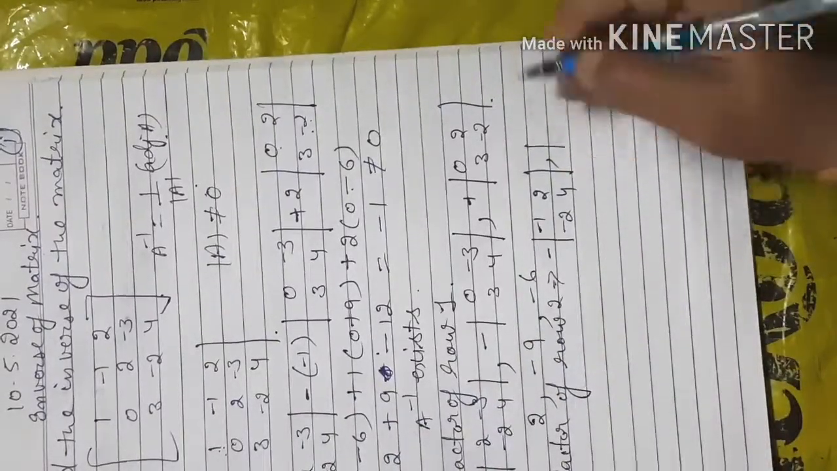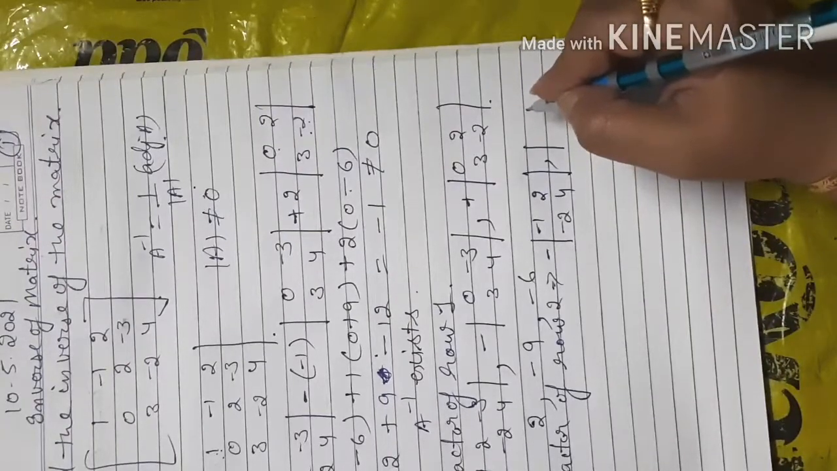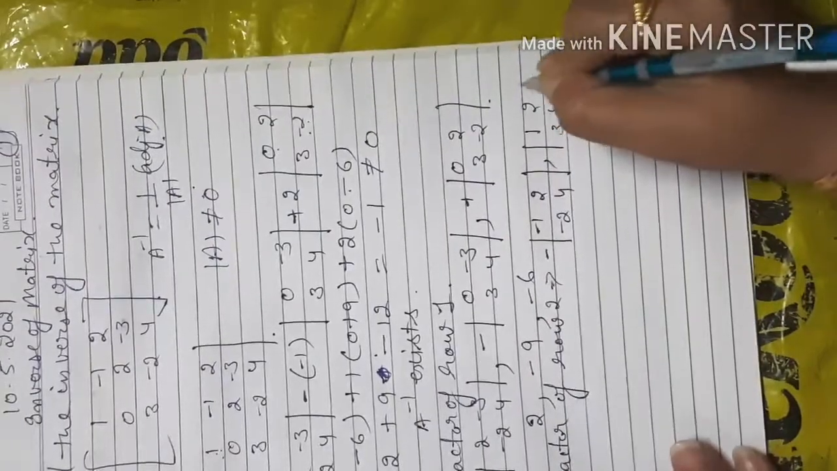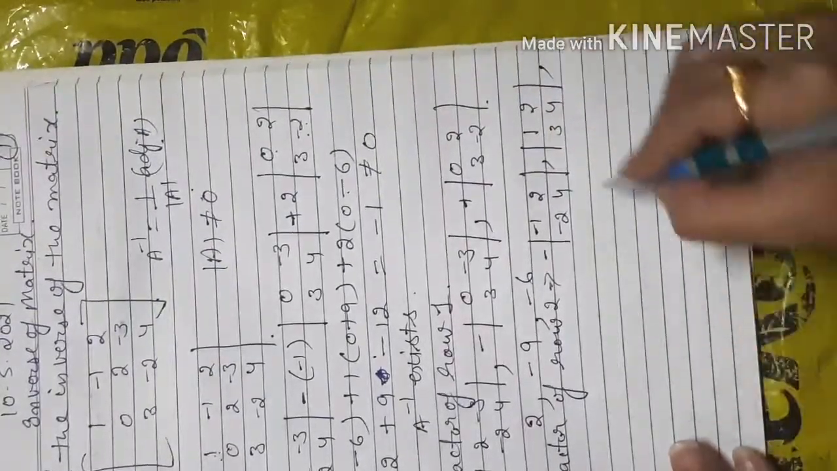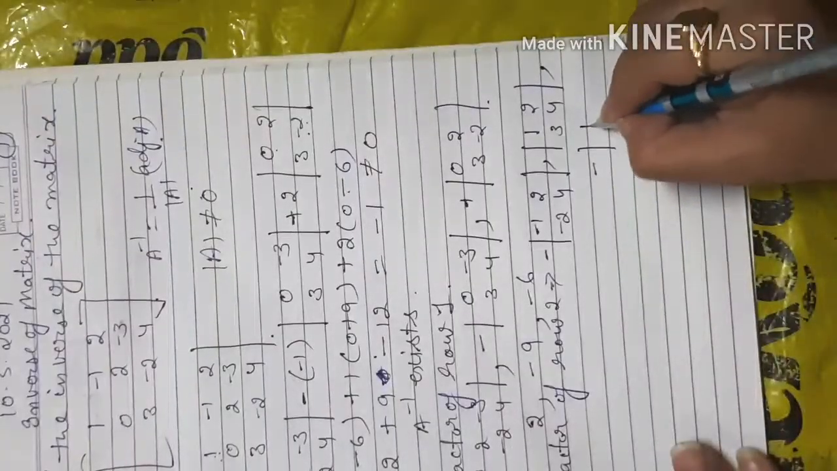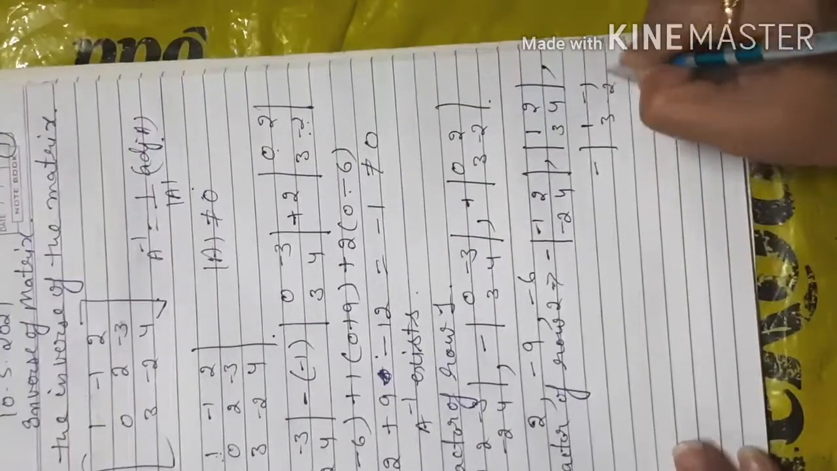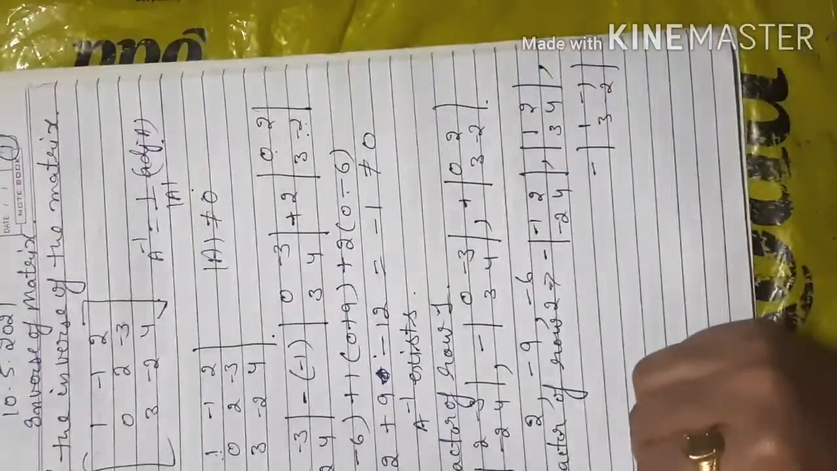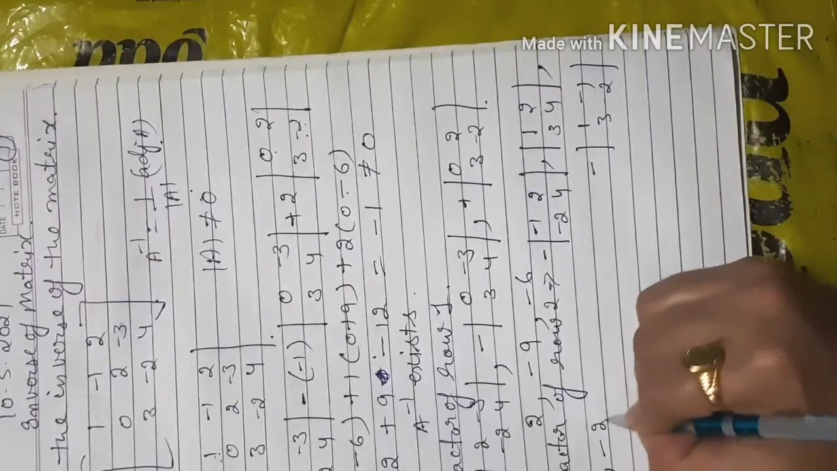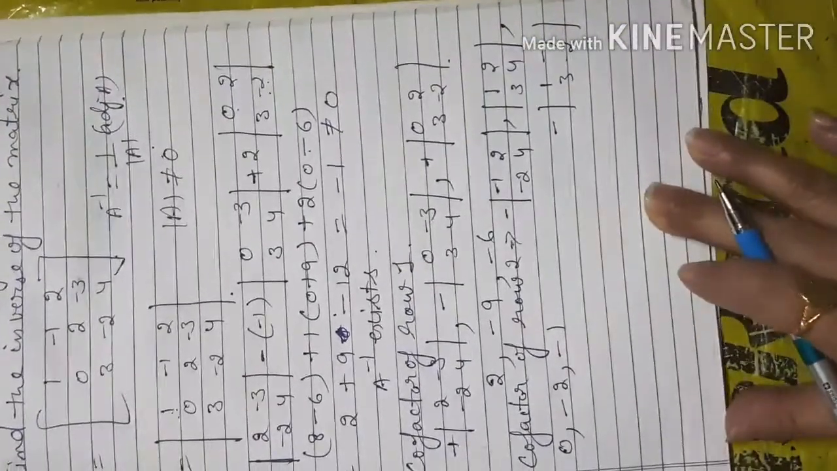So the position sign for the second row, second column is positive and the connected elements are 1 2, 3 4. Similarly, for the second row, third column, the position sign is negative and the connected elements are 1 minus 1, 3 minus 2. When you solve this, the cofactors of the second row will be 0, minus 2, then minus 1. So these are the cofactors of the second row.